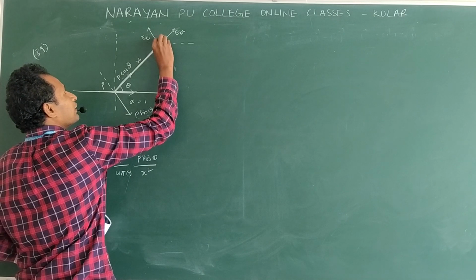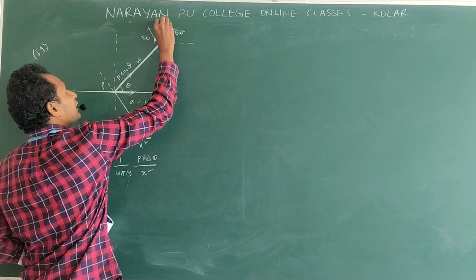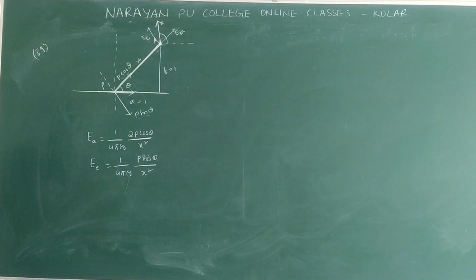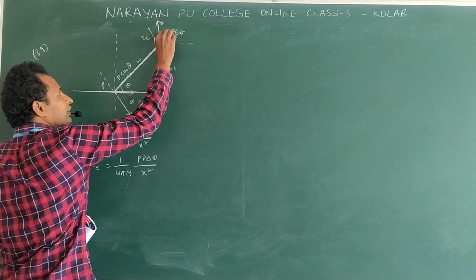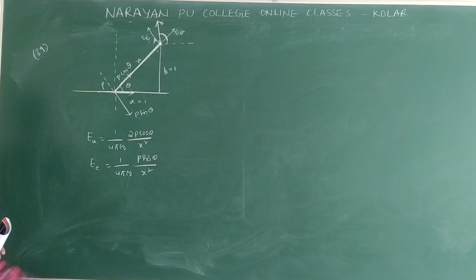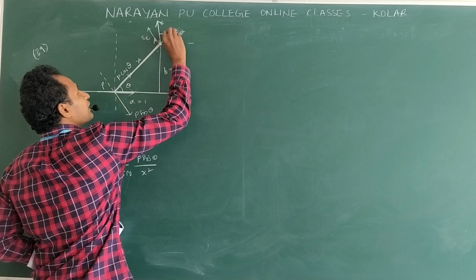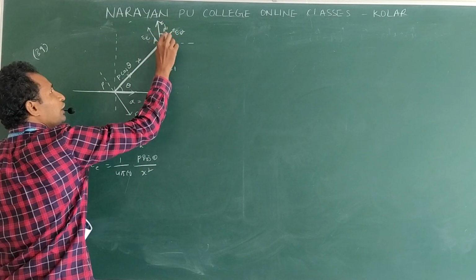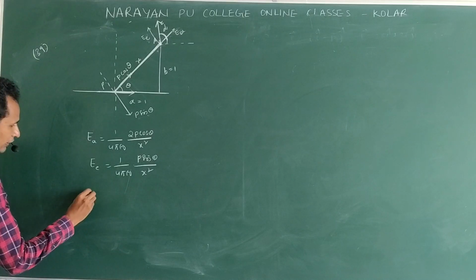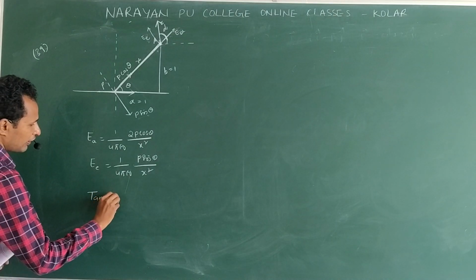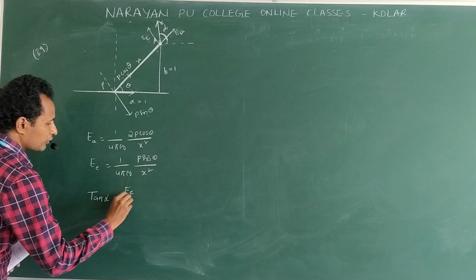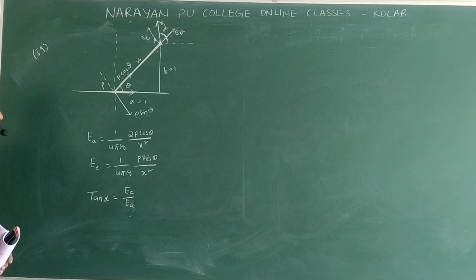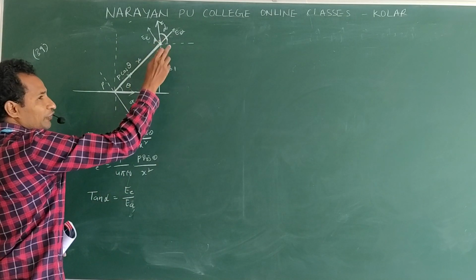Now the net field act like this. This is E net. They are asking this angle. Understand? Clear? With axial line, if you take it, this angle is alpha. Alpha is the net field with axial line. Then how do we get? Tan alpha is equal to E equatorial by E axial. Here with x-axis, how do we calculate vector form?